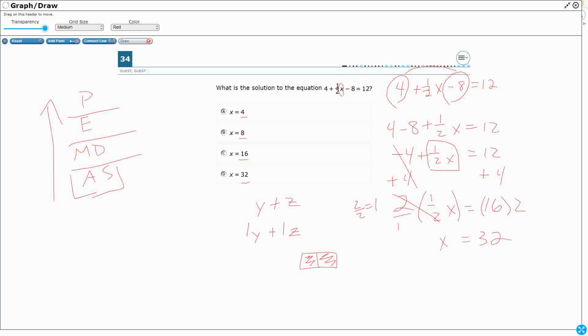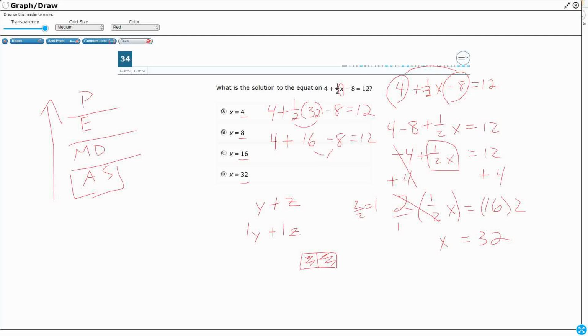So let's plug it back in to double check. 4 plus 1/2, there's my x, so I'm going to make that 32, minus 8 equals 12. Let's go ahead and do this first. 1/2 of 32 is going to be 16. So really I'm looking at 4 plus 16 minus 8 equals 12.